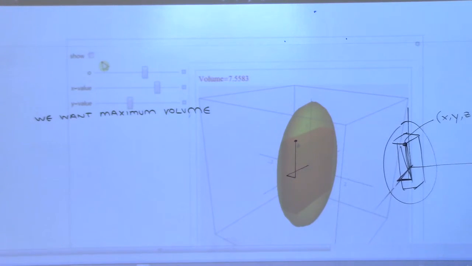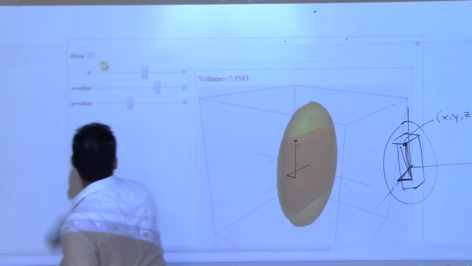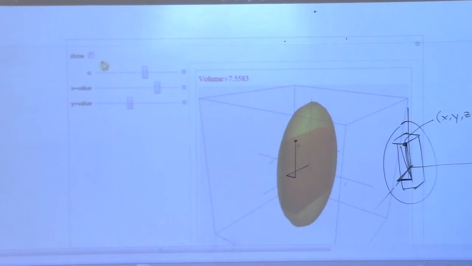So here's what we've got. How are we doing on time? 34?